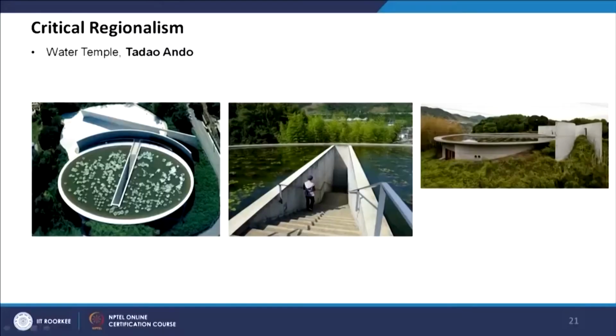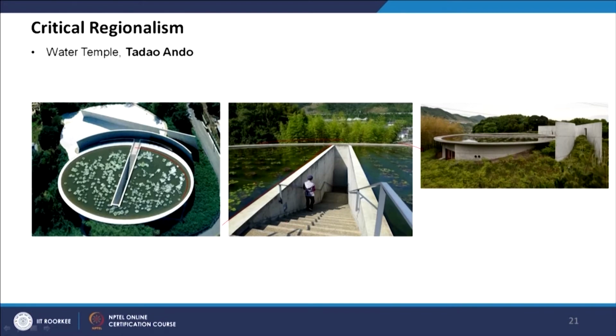So the nature is fusing with his design. That's why it becomes a critical regionalist building, where he's blending the context, keeping the context in the design. So it's again the water temple. If you look at this water, it is man-made water, and its color could have been the blue tiles, which is predominantly what we see.